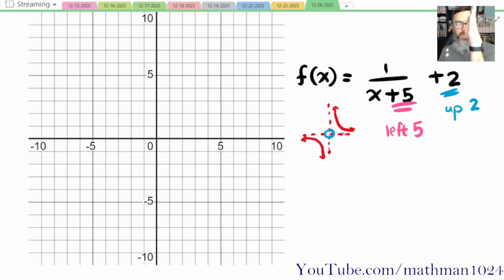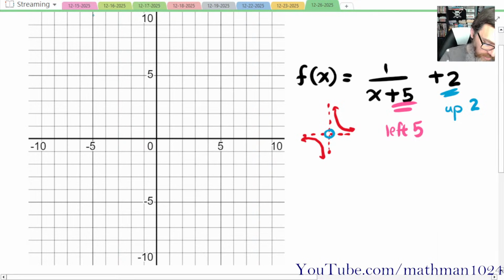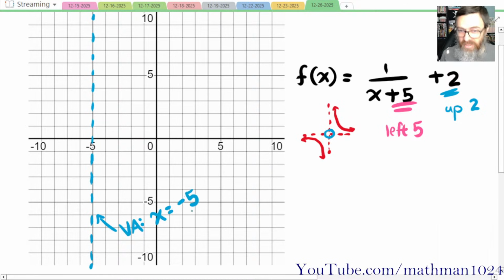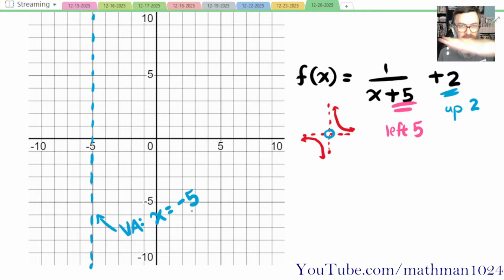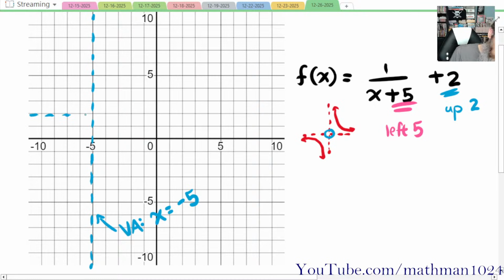So the main vertical asymptote was at x equals 0. Now take that guy and move it to the left 5 units. So to the left 5 units, just like this. All right, so I have my vertical asymptote x equals negative 5, hence left 5. And then I have my horizontal asymptote, which was y equals 0, but we're taking all of that and moving it up 2 units. So up 2 units just like this. So my horizontal asymptote is y equals 2.